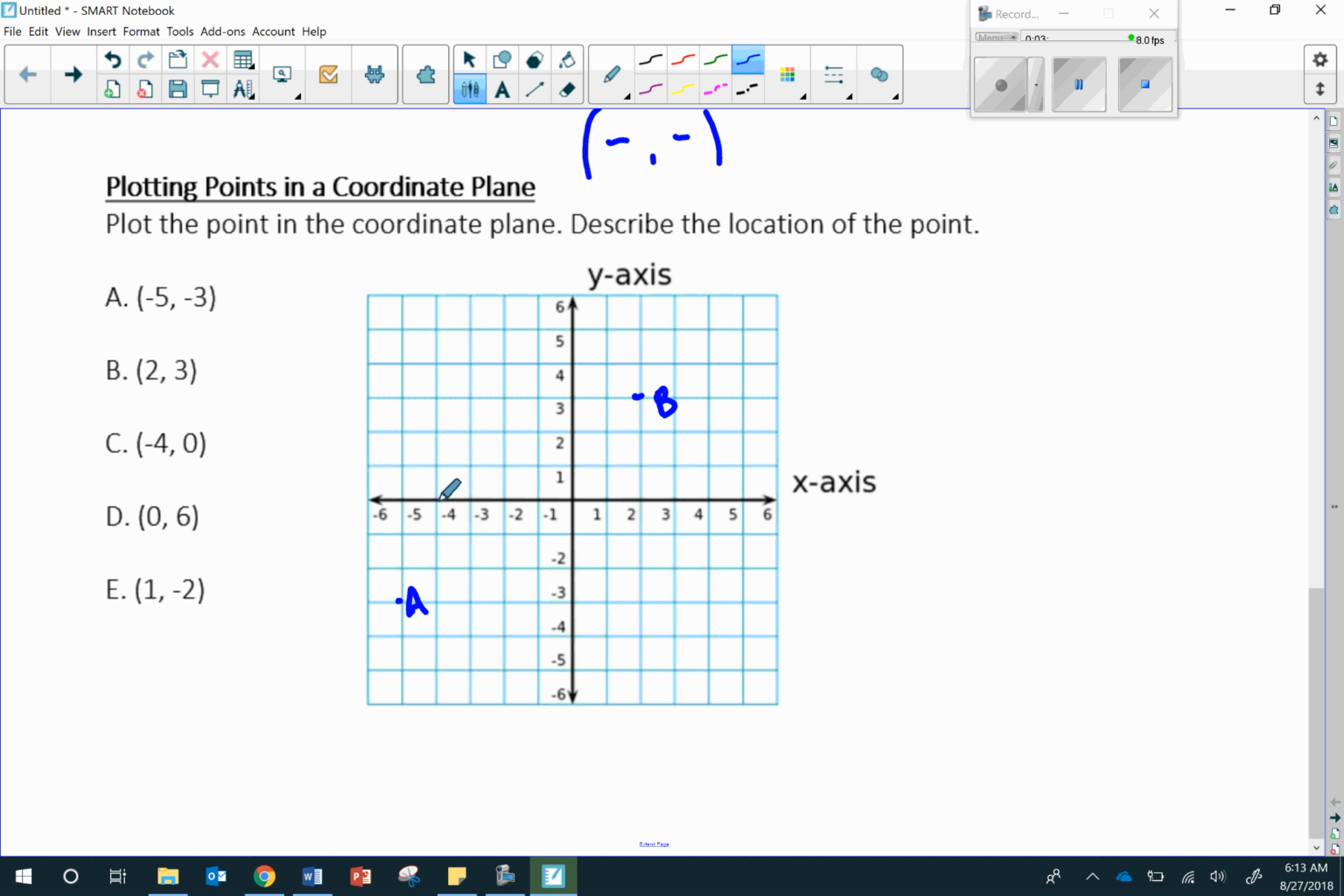C is -4, 0. It does not move up or down. That's point C. D is 0, 6. It does not move left or right, but goes up 6. Point D is right there. Finally, point E, over 1, down 2. That is point E.